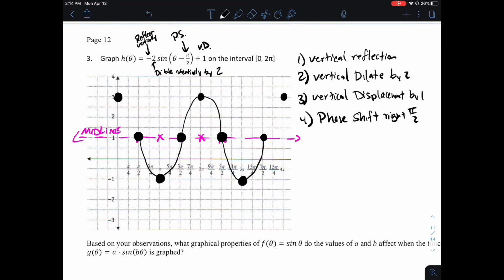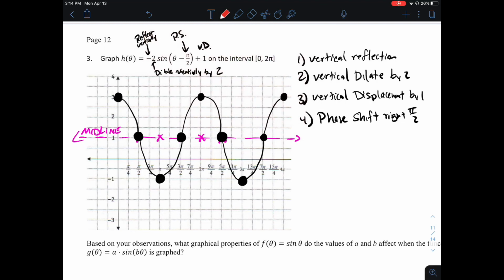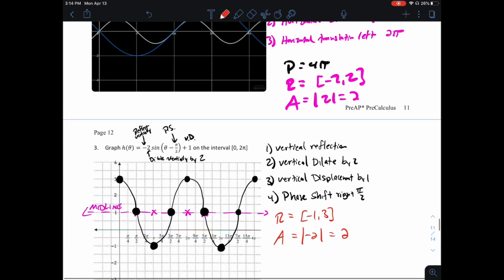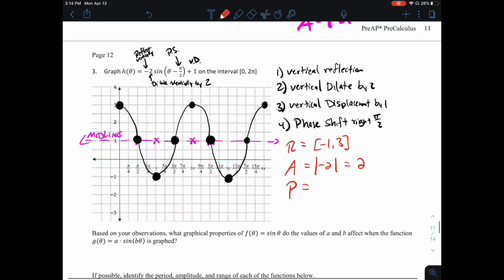I'll pull the graph in from Desmos because you're allowed to use a calculator for this. Before we do that, let's answer the rest of these questions. What's the range for this? Well, it goes from -1 to 3. What's the amplitude for this? It's the absolute value of the lead coefficient, which is 2. And the other question we're supposed to answer, what's the period for this? The period is still 2 pi.